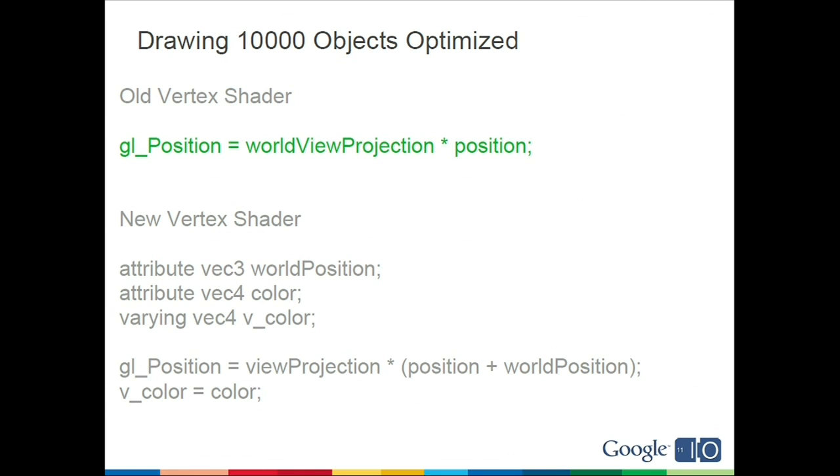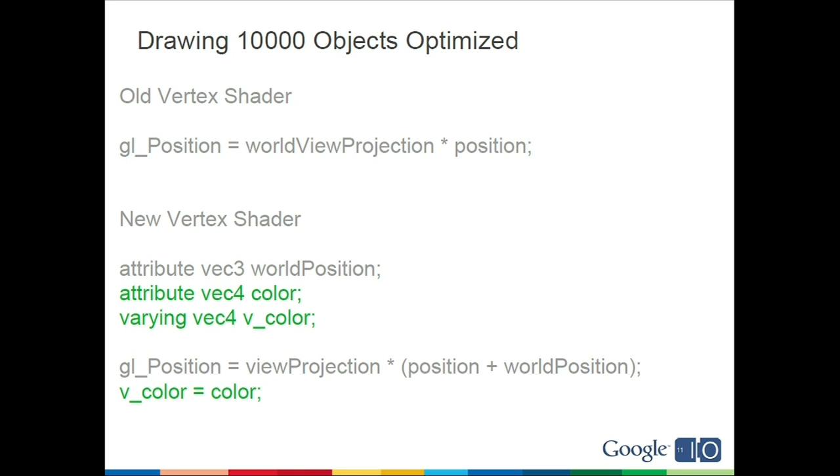Again, we have to change our shader. So we had our old shader. In our new shader, we're getting our world position from these buffers. And we're going to compute the world position by just adding it to the position of the individual vertices of our cube at the origin. And again, we're only passing in view projection, so we save that time because it's global.